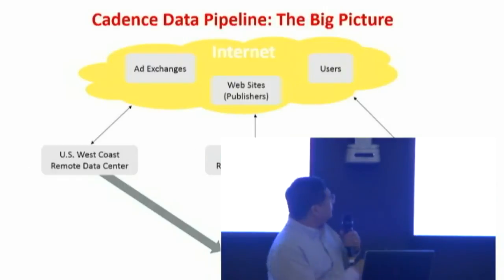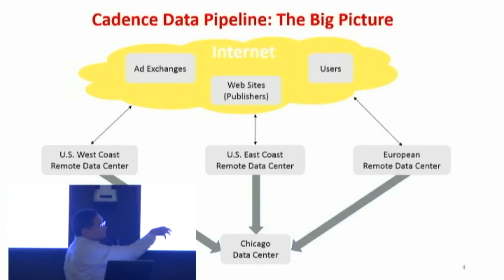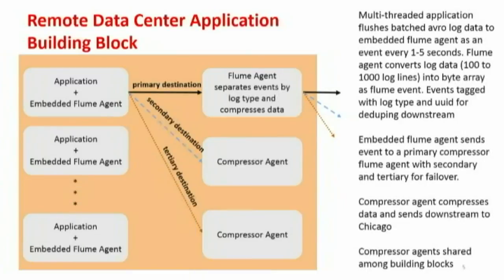Okay, so here's kind of how our system looks. We have ad exchanges, websites, users, and so on, and logs flow from the remote data centers to Chicago. In each of the remote data centers, we use application building blocks to build or scale our applications. So what does a building block look like?